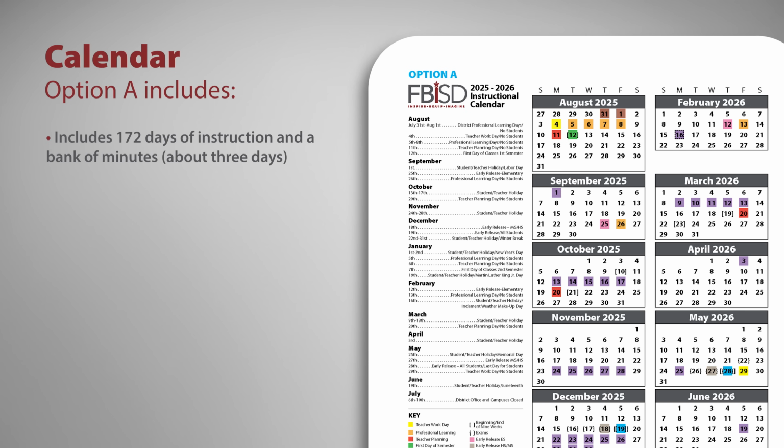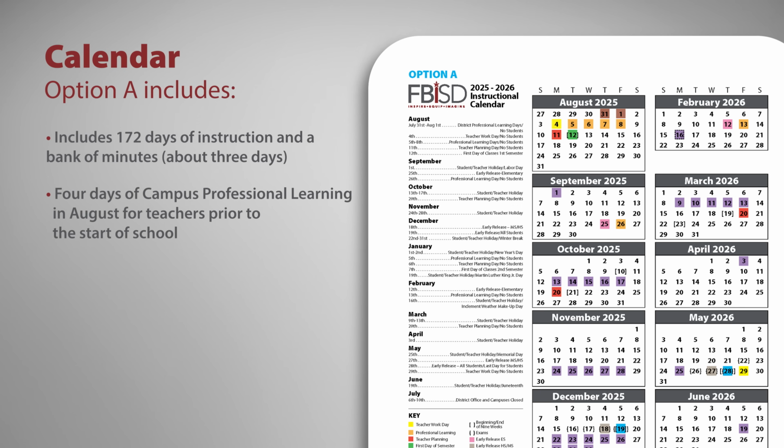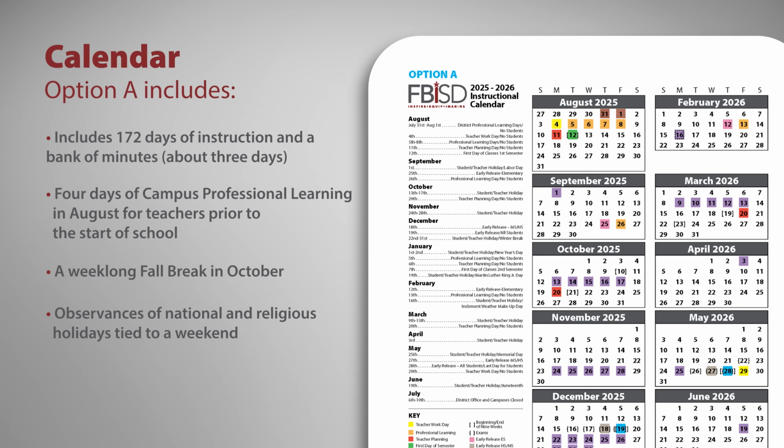Calendar A includes 172 days of instruction and a bank of minutes that equals about 3 days. 4 days of campus professional learning in August for teachers prior to the start of school. A week-long fall break in October. Observances of national and religious holidays tied to a weekend. And it places spring break in the second week of March.